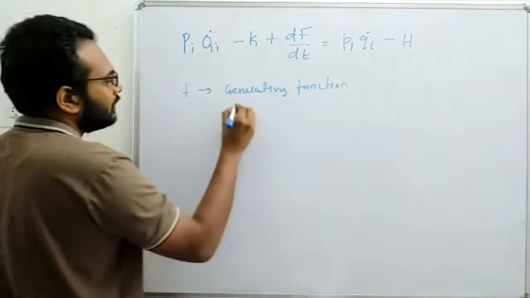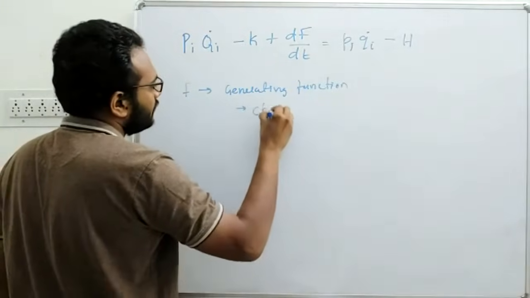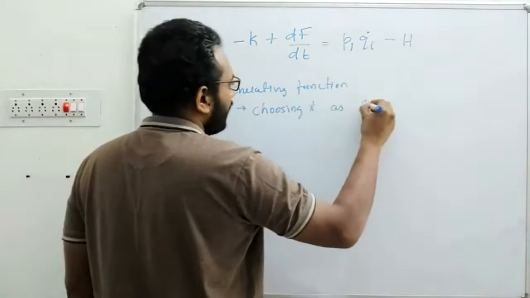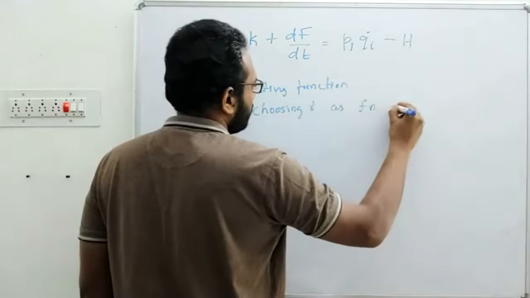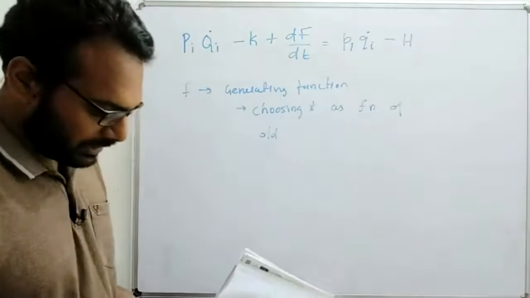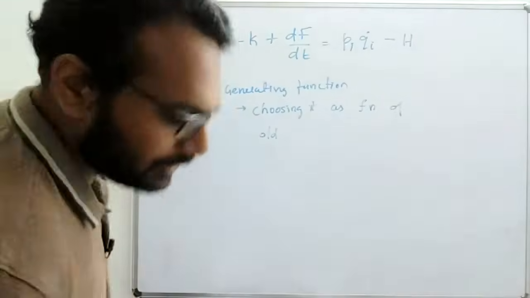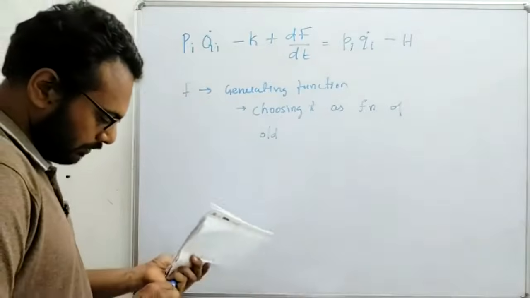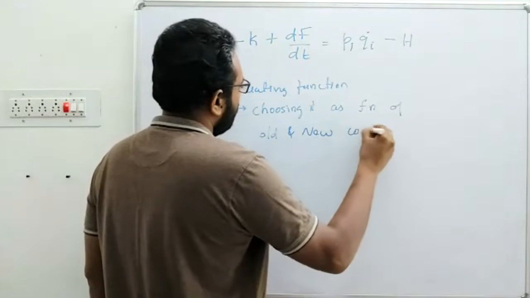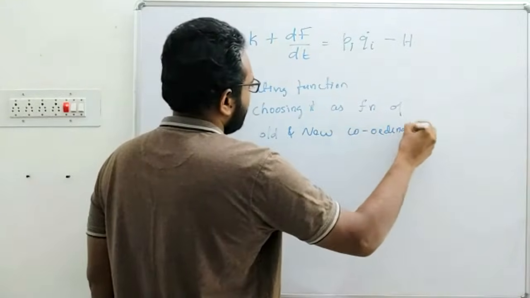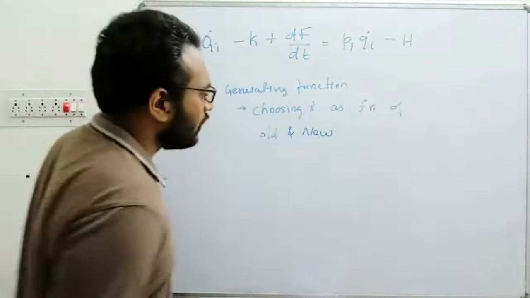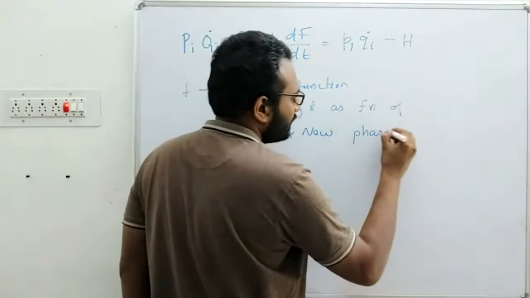How do we do this? We do this by choosing it as a function of a mixed set of old and new coordinates. By coordinates, we also mean momentum. So since it is momentum and coordinates, we'll call them phase space coordinates.